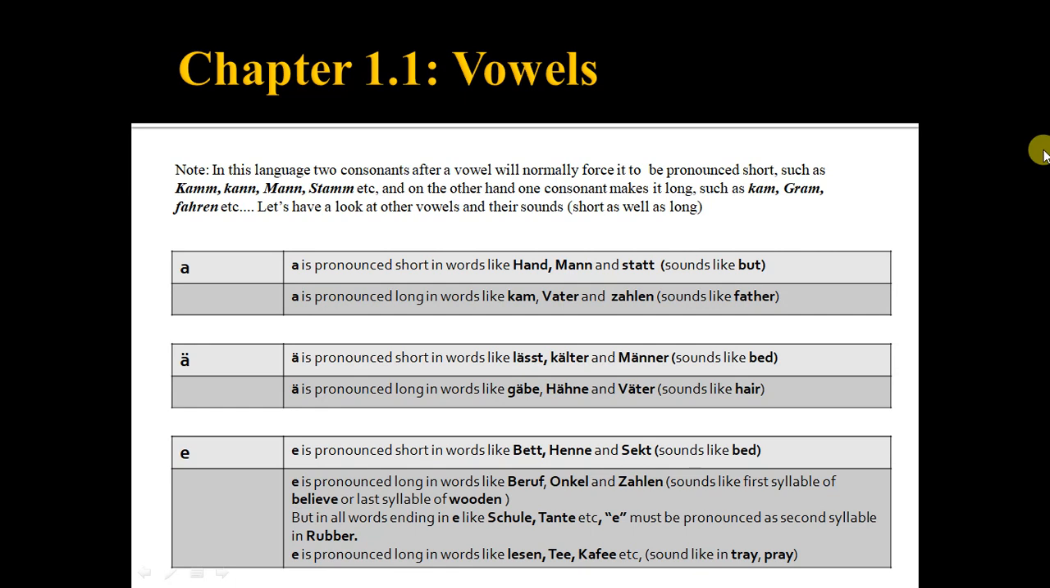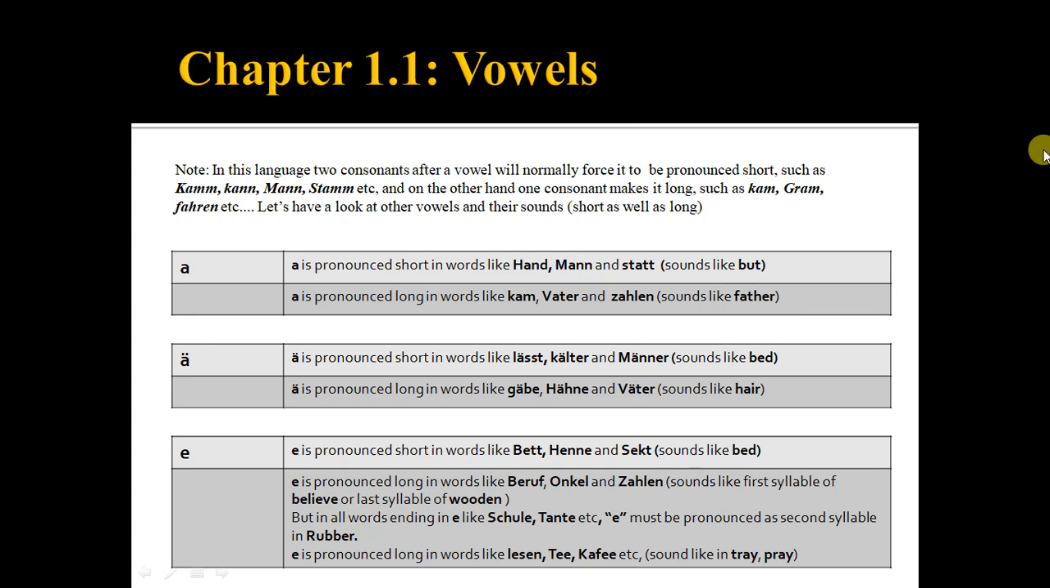But in all other words ending in e, like Schule, Tante, the e has to be pronounced as the second syllable in rubber. So Schule, Tante. We should not pronounce it with a long sound. Students of A1 level make this kind of mistake, but it should not be done. So it is like rubber: Schule, Tante. It is going to be pronounced a little longer in words like lesen, Tee, Café. It sounds like tray, pray: lesen, Tee, Café.